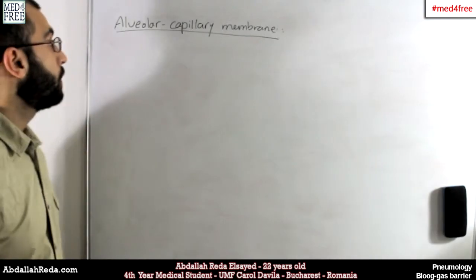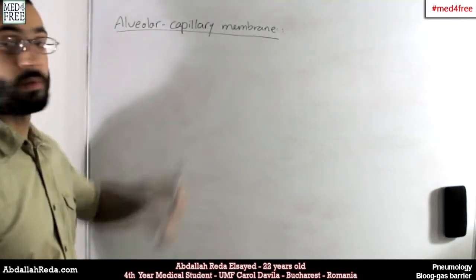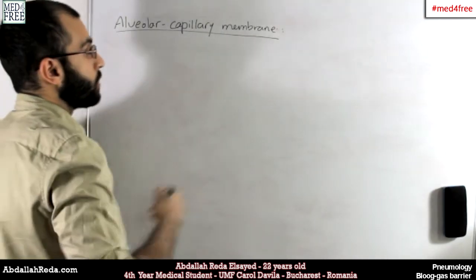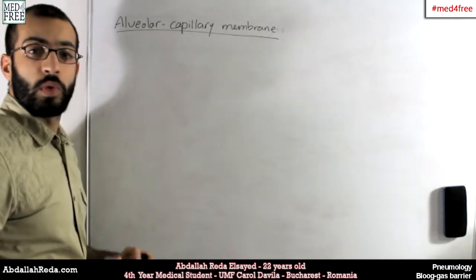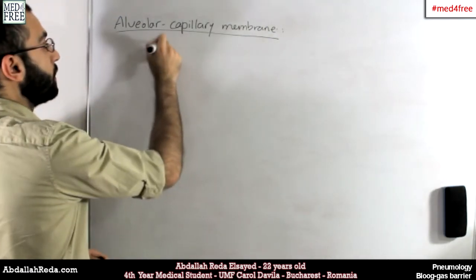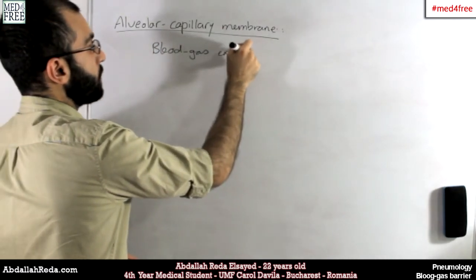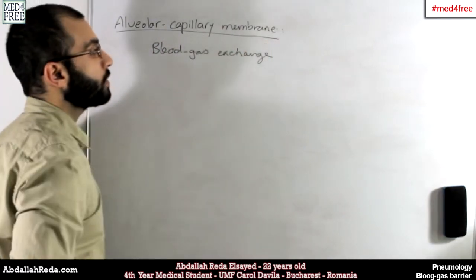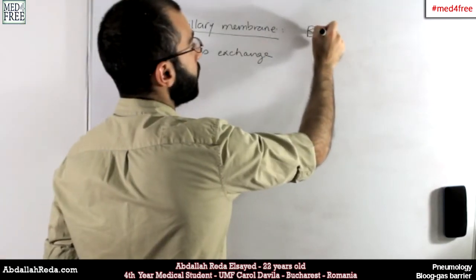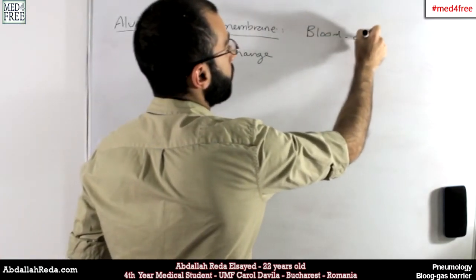Hey everyone, today we're going to talk about the alveolar capillary membrane. This is the membrane through which the process of blood gas exchange happens. This is why it's also called the blood-air barrier.